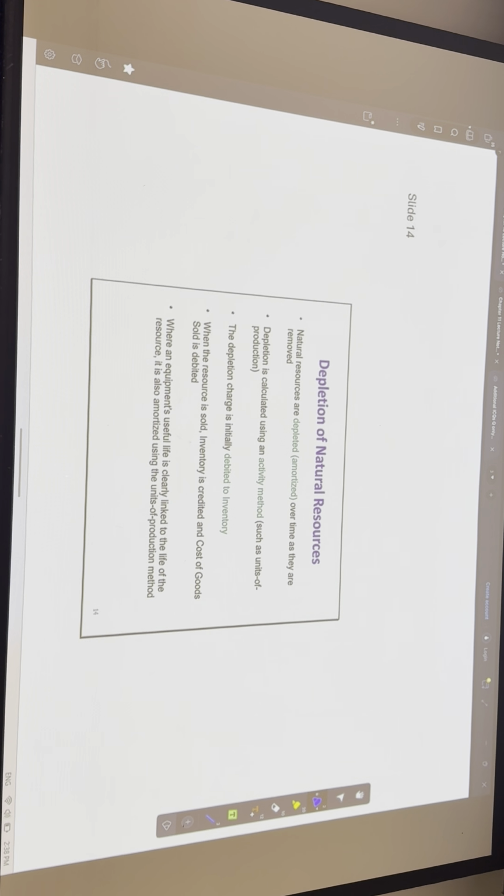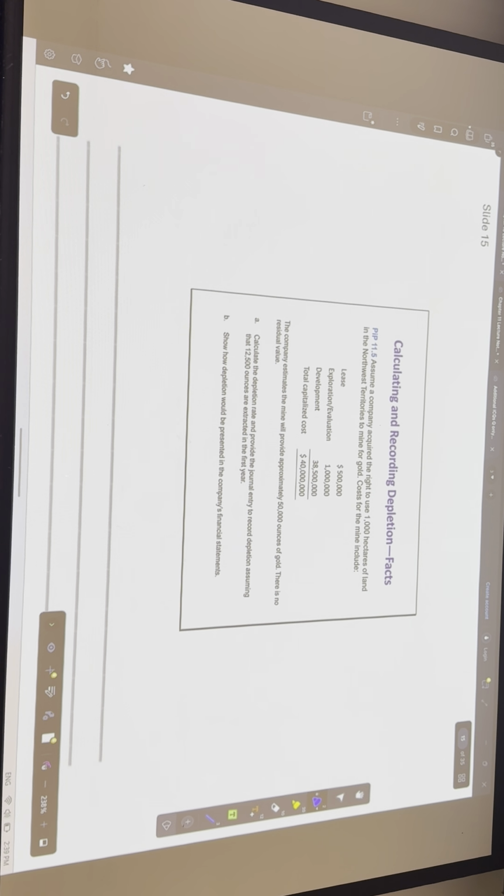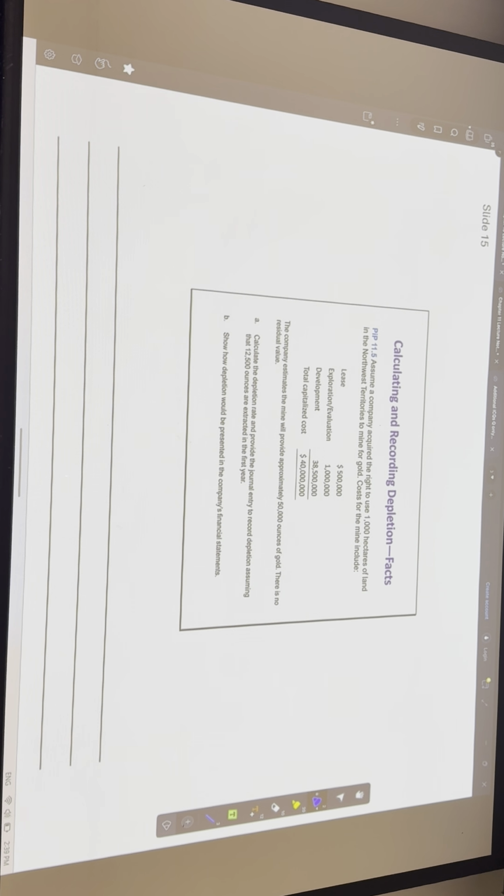Natural resources, we talked about that, you guys. You're going to take those 4 stages and you're either going to use the successful efforts method, remember, or the full cost method, those 2 options. Once you've established which option to capitalize, then you're going to deplete the natural resources, and the debit to depletion expense should be debited to inventory. And this gives us an example, so take a look at this example.